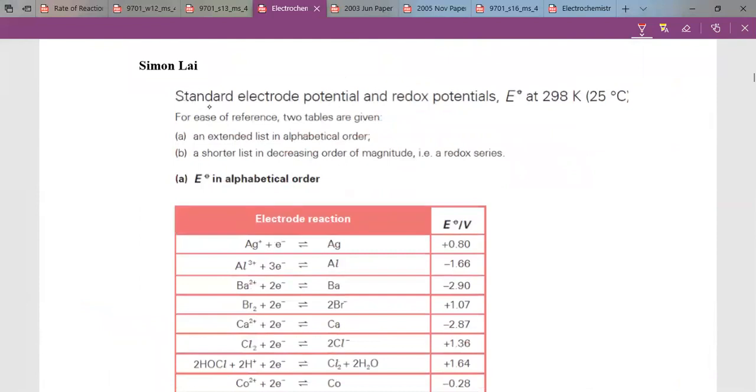Standard electrode potential, SEP for short, as opposed to SCP, standard cell potential. After this you'll see the difference. They are called standard. Why standard? Because the temperature is 25 degrees and the solution for all these things is 1 mole per dm cube. Everything is 1 mole. That's why they put standard. So this is called the standard potential readings.